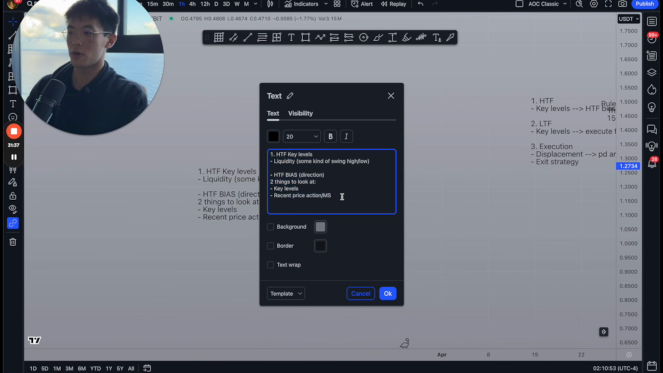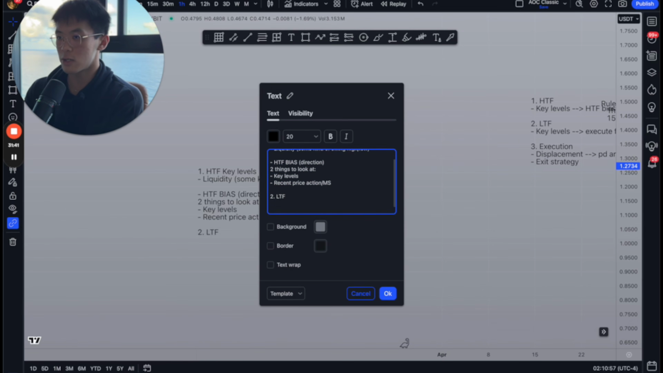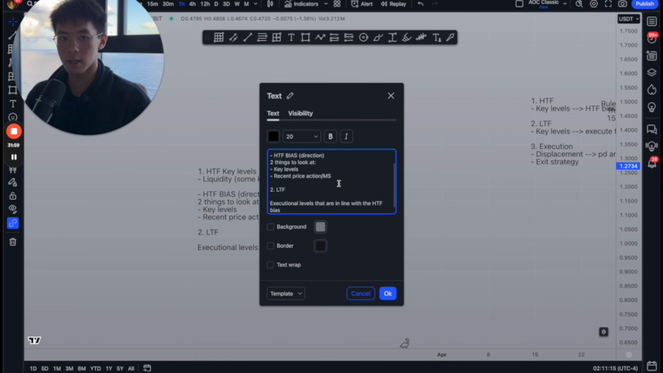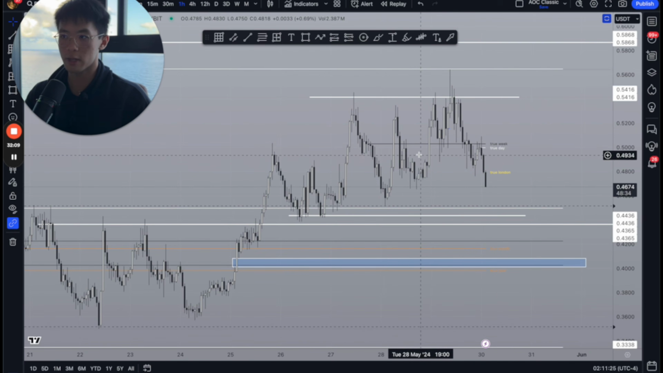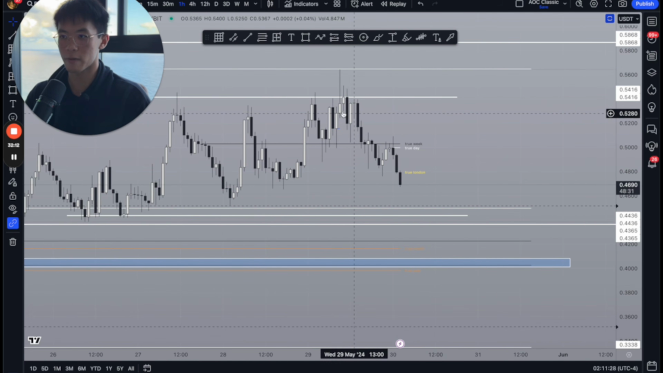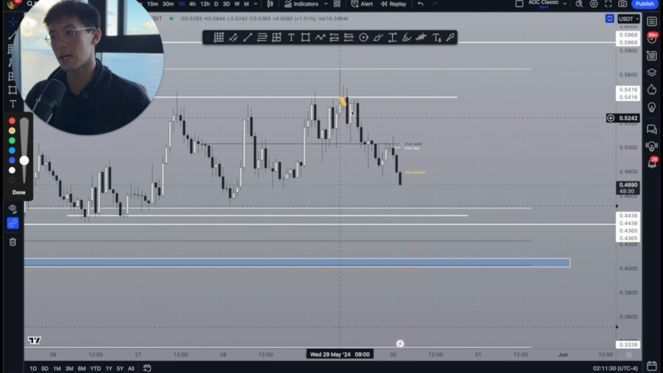Now it's time to move on to step 2, which is your lower time frame. Similarly, we are going to look for key levels, or rather executional levels, that are in line with the higher time frame bias. And that is the only thing that we're going to do in step 2 before we move on to execution. A lot of people make the mistake of just doing step 1 and then not doing step 2, jumping right into execution, meaning like, okay, I have a feeling the market's going to go down, I'm just going to go short right now.